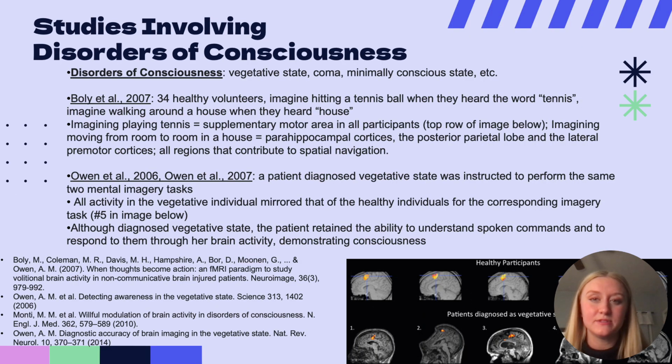Now, there have been many different studies regarding neuroimaging and consciousness, but for now, we will just focus on studies involving disorders of consciousness. A disorder of consciousness is defined as a medical condition occurring when brain damage affects consciousness. This could be anything like vegetative state, coma, minimally conscious state, and others.